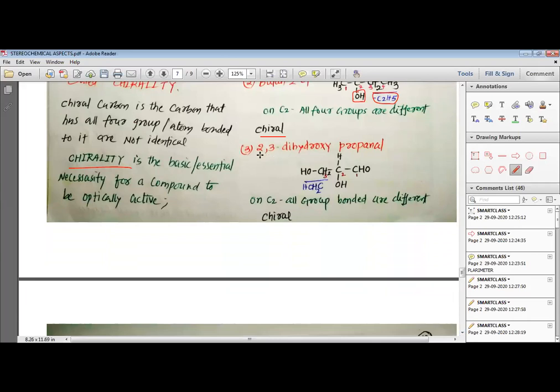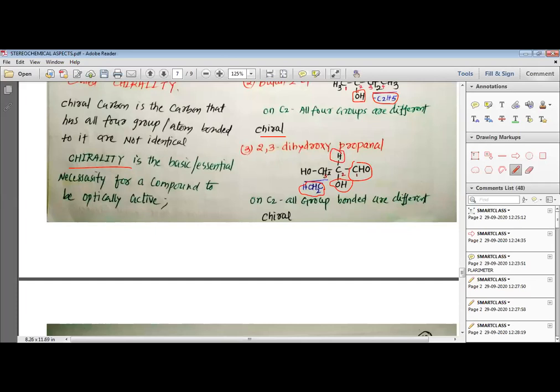Look at another compound, 2,3-dihydroxypropanal. When you look at 2,3-dihydroxypropanal, we start numbering from the aldehyde group: 1, 2, 3. When you look at carbon 2, you realize that one group bonded with C2 is OH. Another group bonded with C2 is CH2OH. The third group bonded is CHO. The fourth is the atom which is hydrogen.